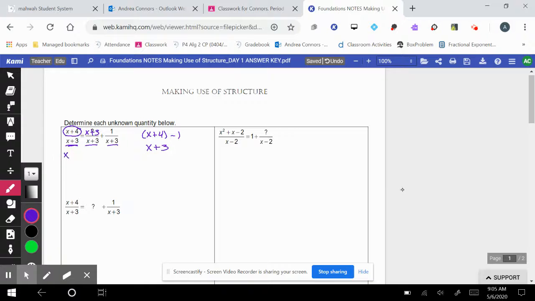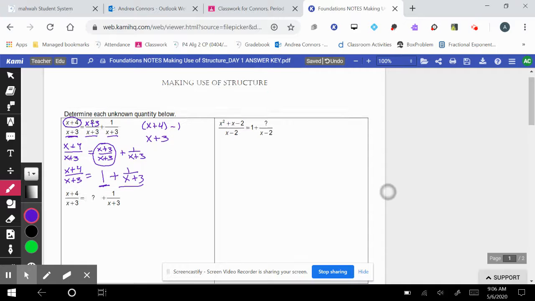And I'm going to rewrite it. x plus 4 over x plus 3 is equal to x plus 3 over x plus 3 plus 1 over x plus 3. And wait a minute, what's something divided by itself? x plus 3 divided by x plus 3. Well, I can actually reduce that to 1. So I can write this expression as a sum of 1 and a rational expression, which is what we're going to be doing today.